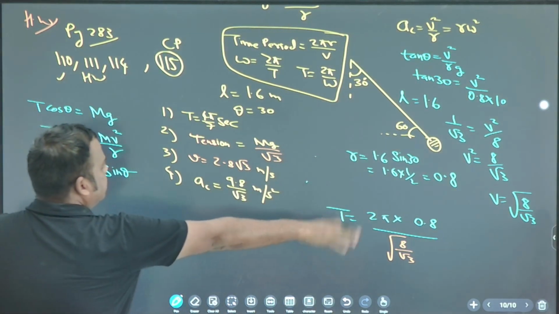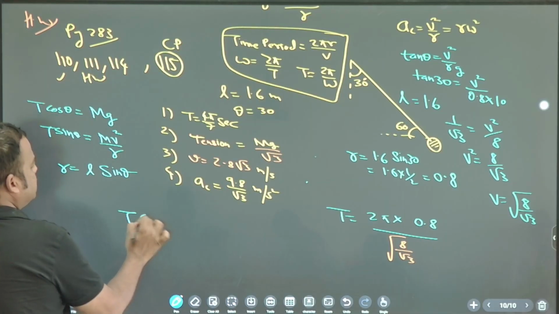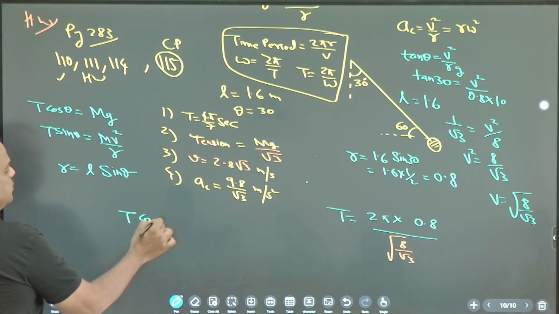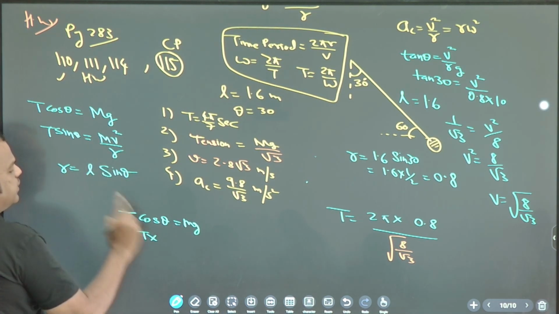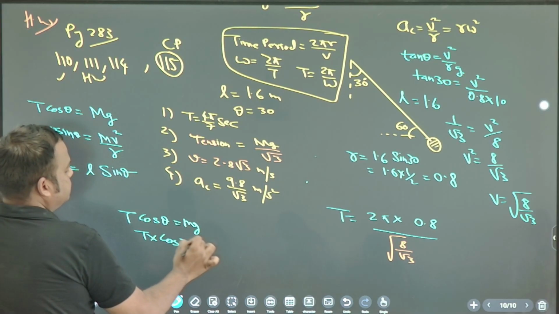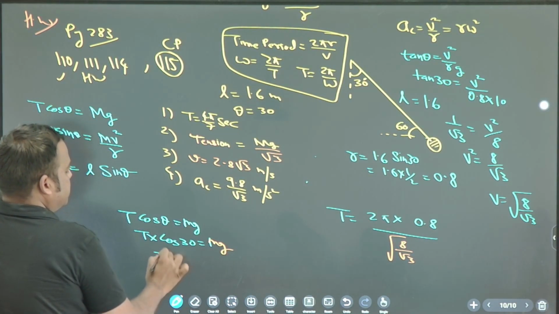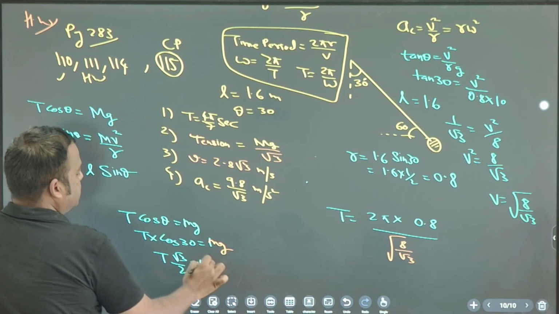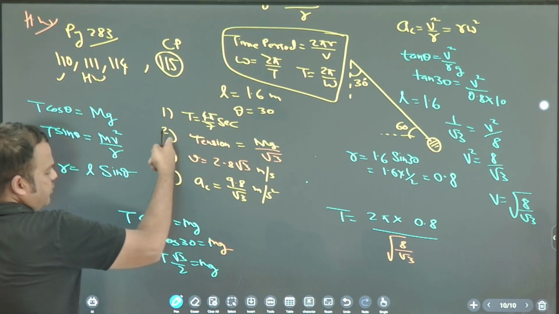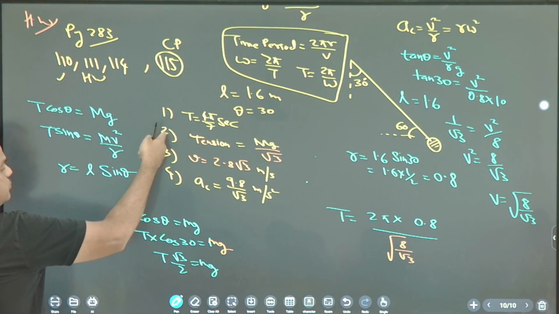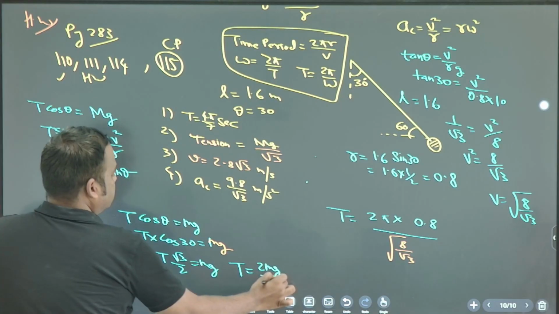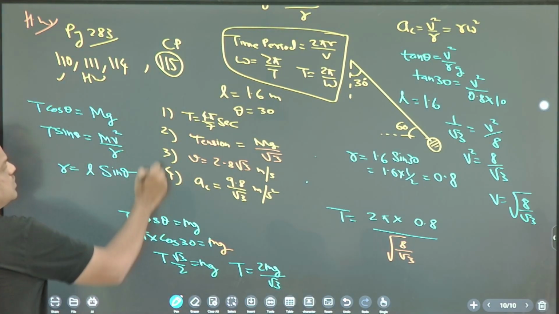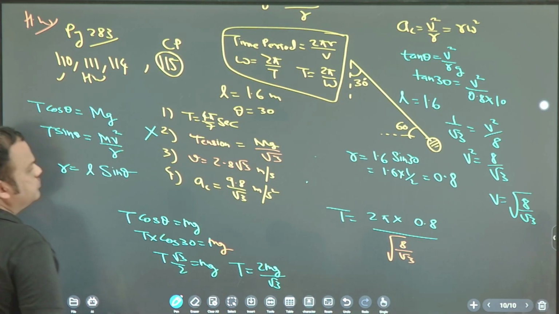Okay, we'll continue this. What is T cos theta? T cos theta is mg. So T into cos 30. Cos 30, what is that? Root 3 by 2. T root 3 by 2 is mg. So second option is correct or wrong? Tension is equal to 2 mg by root 3. So wrong. Second is wrong.